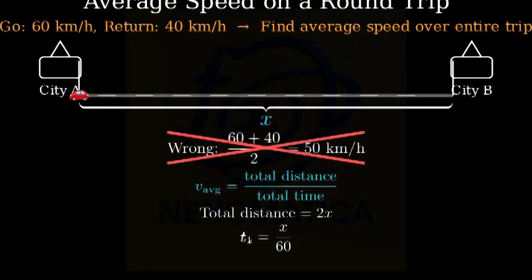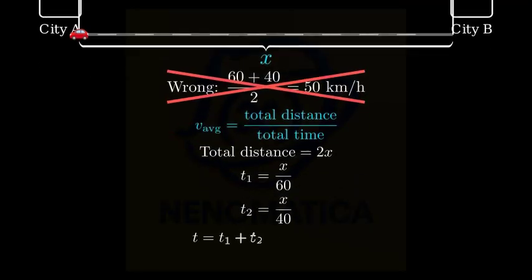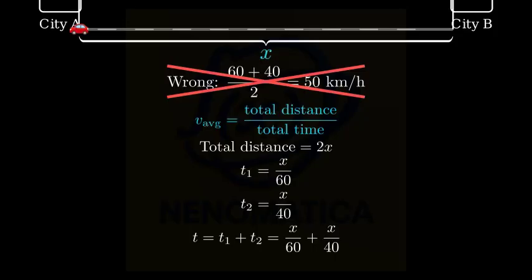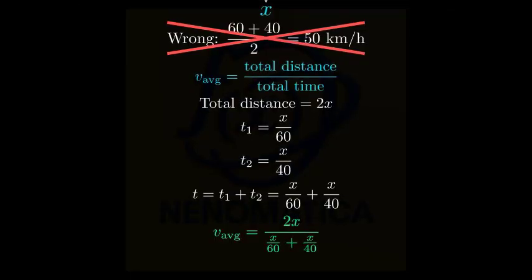The going time is x over 60, and the return time is x over 40. So the total time is x over 60 plus x over 40. Now substitute into the definition. Average speed is 2x divided by x over 60 plus x over 40.